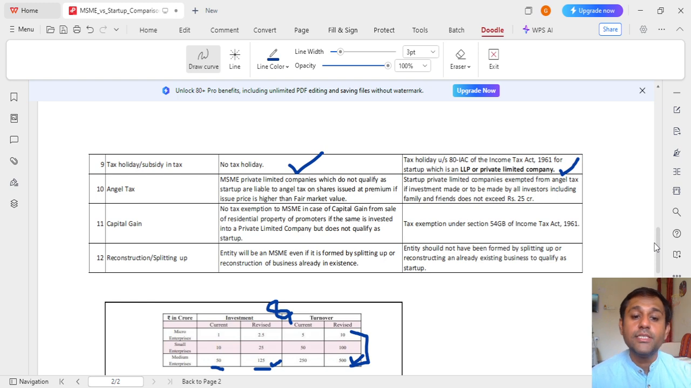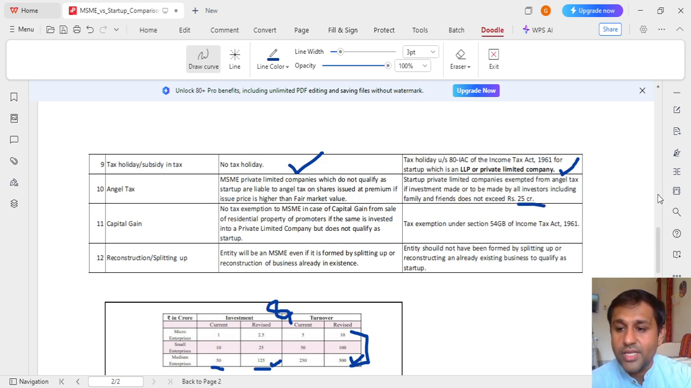Second point is angel tax. For MSMEs, there is no such exemption, whereas in case of a startup, the investors who invest in a startup, or that startup, will be enjoying the angel tax exemption. Now startup private limited companies are exempted from angel tax if the investment made or to be made by all the investors, including family and friends, does not exceed 25 crore.